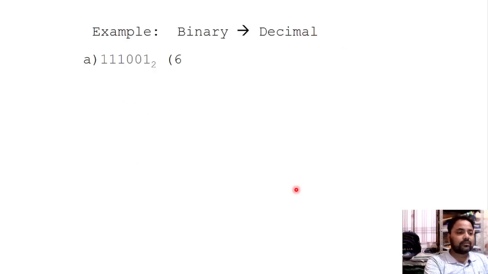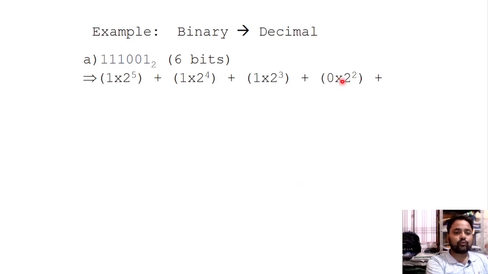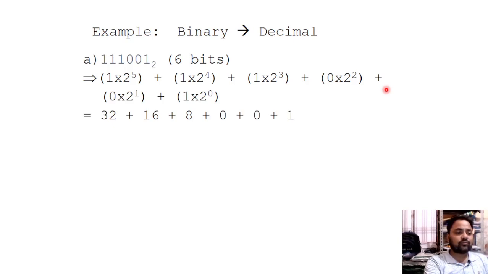Example, binary to decimal. Here in example A, 111001 to the base 2. There are a total of 6 bits. So 1 into 2 to the power 5 plus 1 into 2 to the power 4 plus 1 into 2 to the power 3, plus 0 into 2 to the power 2 plus 0 into 2 to the power 1 plus 1 into 2 to the power 0. So 32 plus 16 plus 8 plus 0 plus 0 plus 1. So 57 is the total, the sum of the numbers. So 57 to the base 10 is the transformation from 111001 to the base 2.